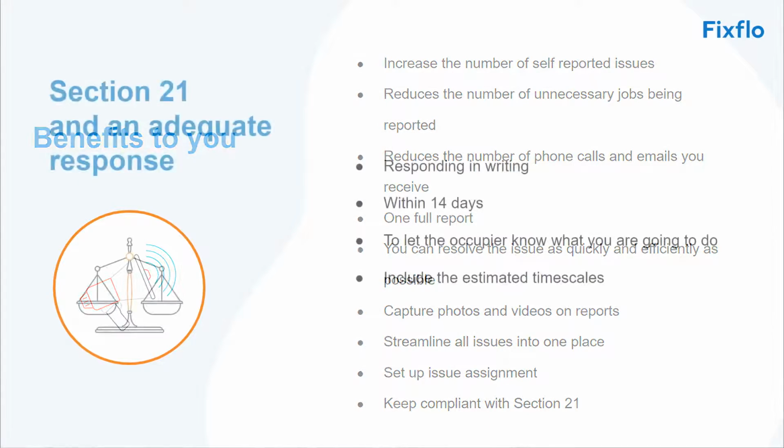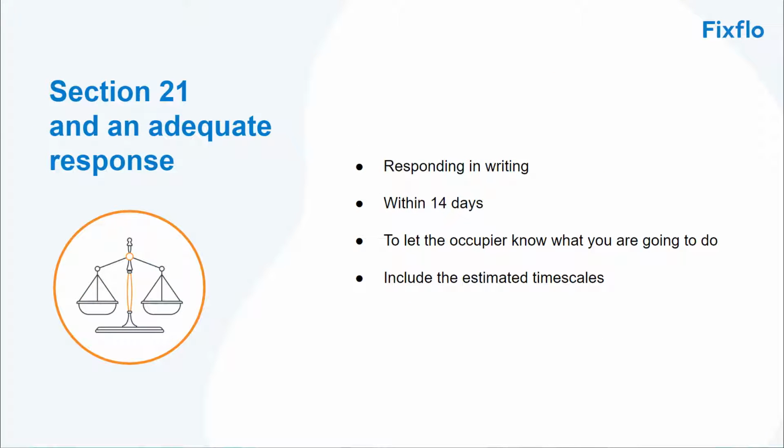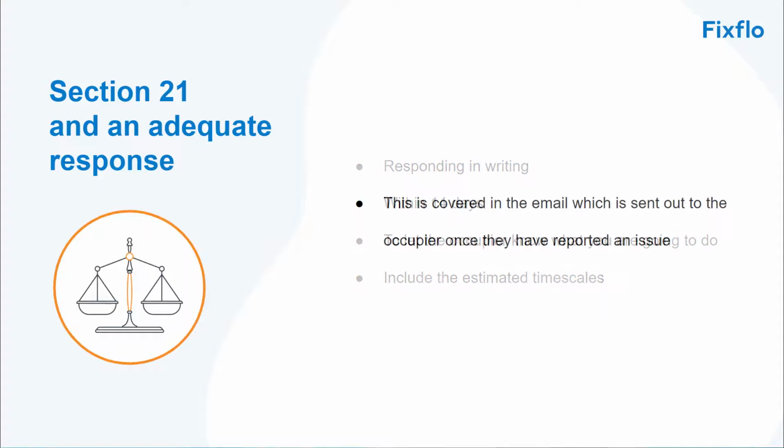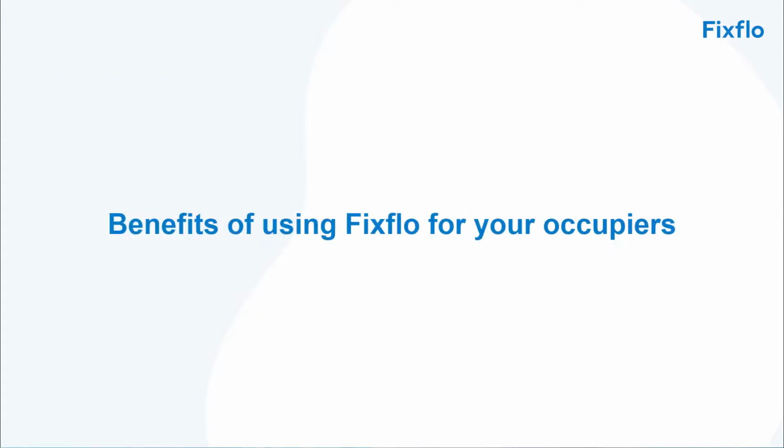An adequate response is responding in writing within 14 days, letting the occupier know what you are going to do, along with the estimated timescales. This is covered off for you in an email which is sent straight to the occupier once they have reported an issue. Now let's go through the benefits of using Fixflo to your occupiers.